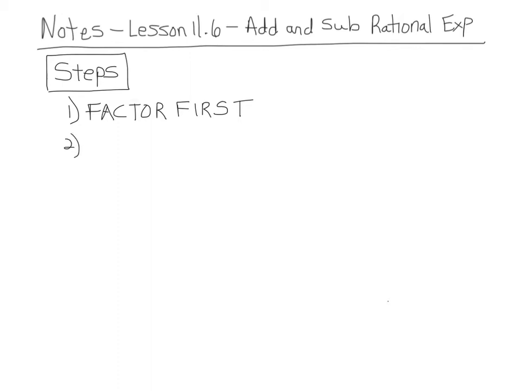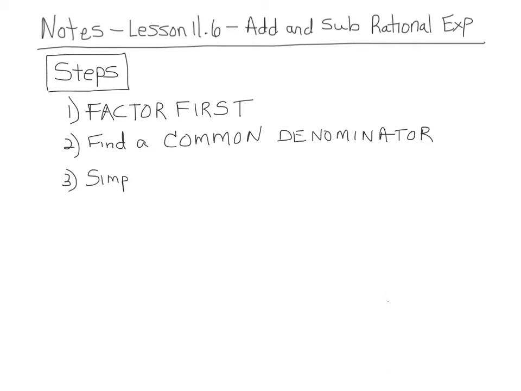Step 2. You must find a common denominator. Just like when you learned before how to add and subtract fractions, you needed a common denominator, so we still do. We need a common denominator here, and it's going to involve some algebra. Step 3. Simplify each numerator.